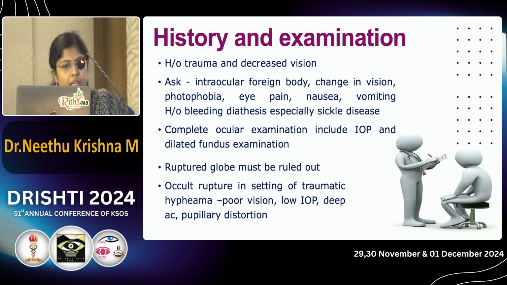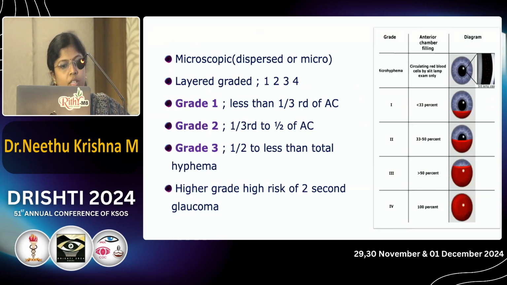A complete ocular examination is needed, including intraocular pressure, and dilated fundus examination is very important. We also need to rule out a ruptured globe, because along with the hyphema and subconjunctival hemorrhage, there is a chance to miss a ruptured globe. In case of occult rupture, there can be signs like low IOP, poor vision, deep anterior chamber, and pupillary distortion. We have to rule out the occult rupture.